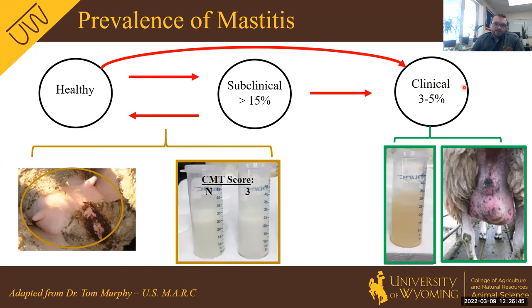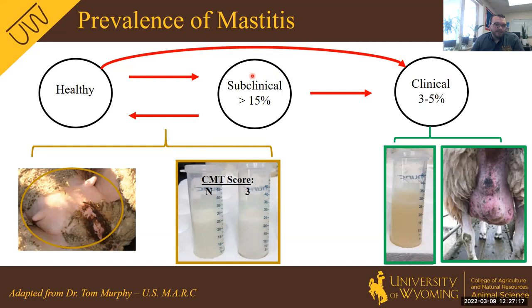And across literature, across farms and flocks and herds, this prevalence of clinical mastitis is pretty much the same, about 3 to 5%. On really good years, this prevalence might decrease to about 1 to 2%. On really bad years, you might see clinical mastitis in 7, 8, 9% of your females, but pretty consistent overall. Subclinical mastitis is much more variable across the literature and across flocks and across herds, but in general, greater than 15%.